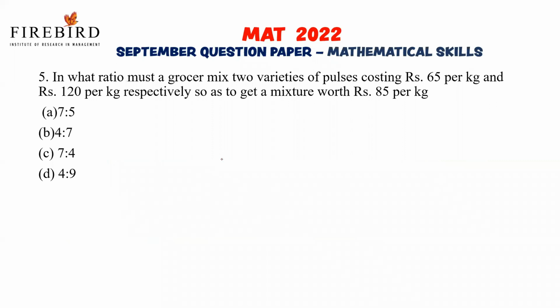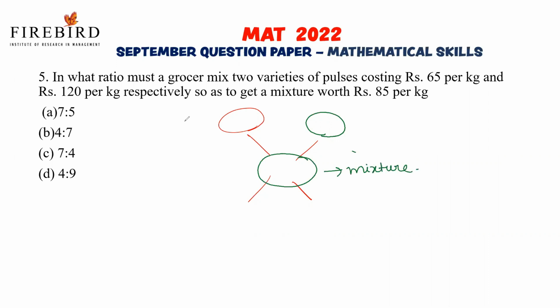Yes, grocer mixes. Okay, it comes the word like mix, right? Mix 2 varieties. Okay, then I'll set my mind, it is a problem based on allegation. So allegation, you know that's the cross method, right? You have to write the lowest value in the top left corner and the largest value in the top right corner and the mixture value in the middle. This is the basic format for allegation.